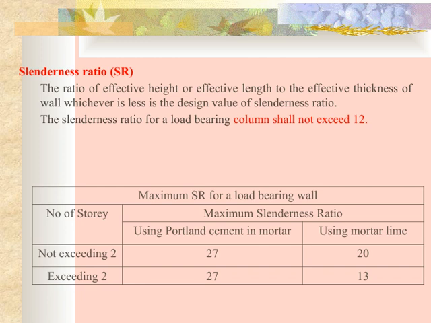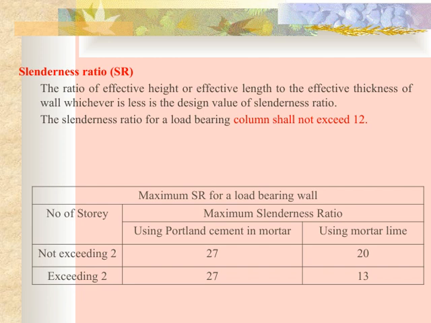Now, when it comes to load-bearing walls, the maximum slenderness ratio varies based on the number of stories and the type of mortar used. For walls in buildings up to 2 stories, the maximum SR is 27 if you're using Portland cement in the mortar, and it's slightly lower at 20 if you're using lime mortar. If the building exceeds 2 stories, the maximum SR stays at 27 for Portland cement mortar, but only 13 with lime mortar. This reduction helps prevent excessive slenderness that could compromise the wall's stability.